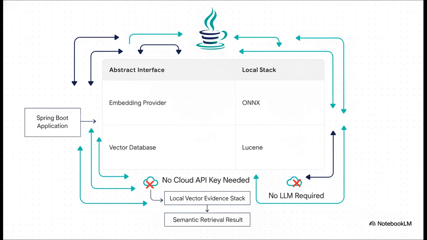AI Fabric relies on abstract interfaces, which is great because you can swap out providers, but let's look at this fantastic, entirely local stack. We can use ONNX for local text-to-vector inference and Lucene for local vector persistence. The massive takeaway here: you absolutely do not need an external cloud API key, and you sure don't need a massive LLM just to prove your semantic retrieval works. It can all be done locally.